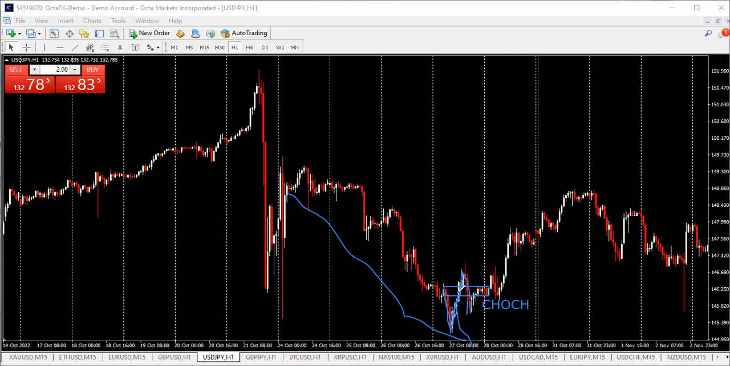So that means it broke that structure. Because it breaks that structure, it causes a change of character, because it broke this BOS, this structure over here. Then we see the market move down. Then it moves down to what? To retest. You knew that as this BOS was broken, you were going to go for a buy.